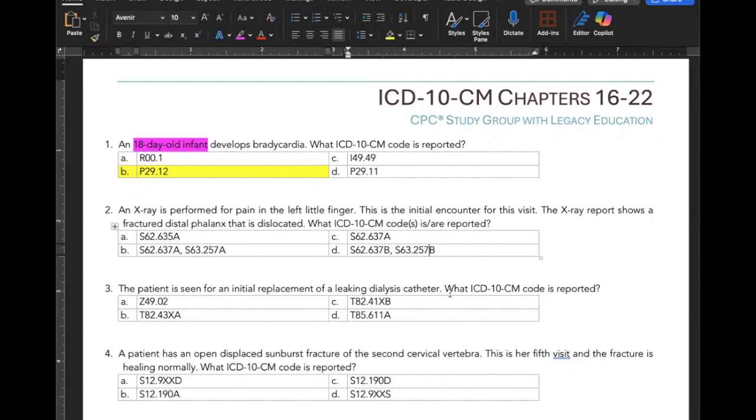Okay. Number two, we have an X-ray performed for pain in the left little finger, and this is the initial encounter for this visit. The X-ray report shows a fractured distal phalanx that is dislocated. What's our condition or main term? Fractured distal phalanx. Okay. So we're going to do fracture.